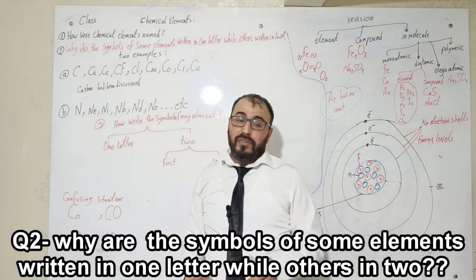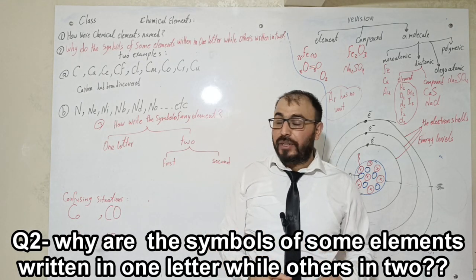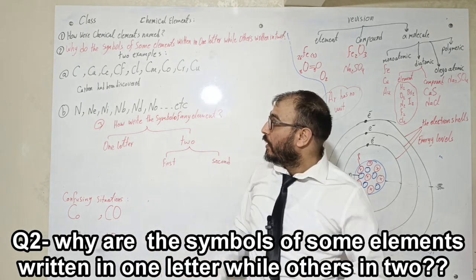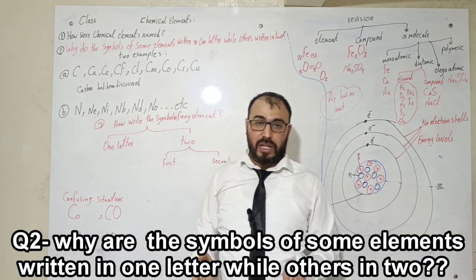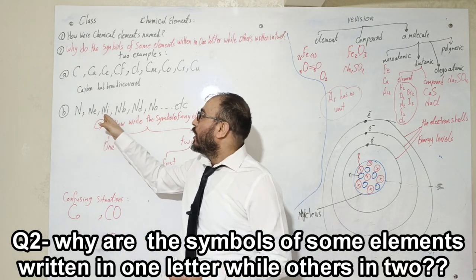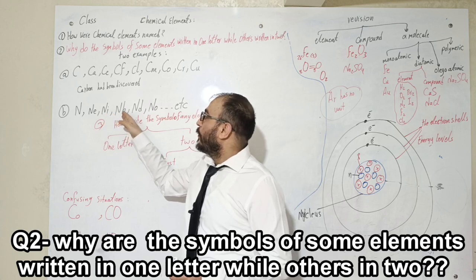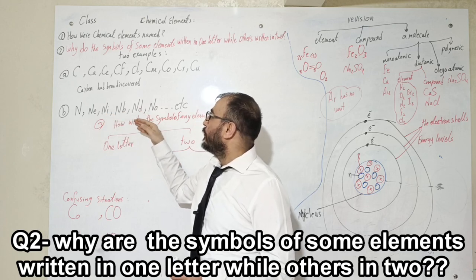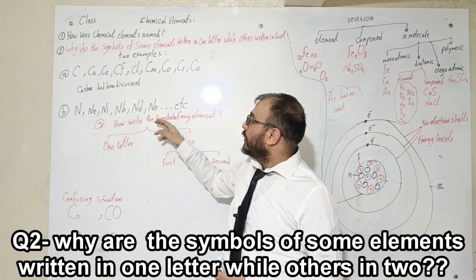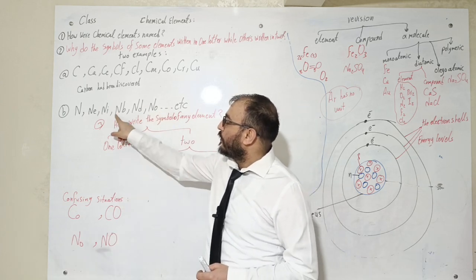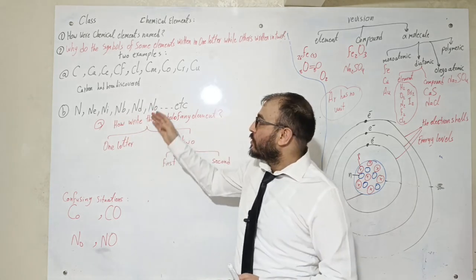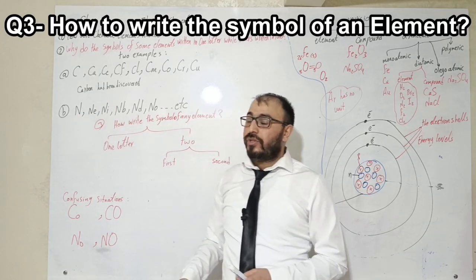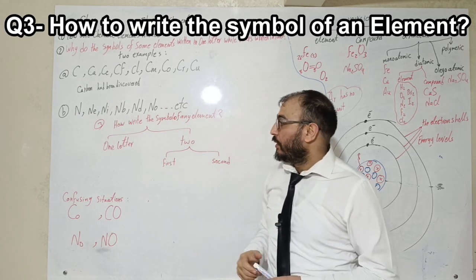Actually, nitrogen was discovered before the others, so it reserved letter N for itself. And to distinguish neon from nitrogen, because as you all know, they all start with the same letter, we added letter E. For nickel, we added I. For niobium, we added B. Neodymium, we added D. And for nobelium, O. So we have niobium, neodymium, nobelium. All of them start with the same letter, so we wanted to distinguish them from nitrogen. We added the second letter.